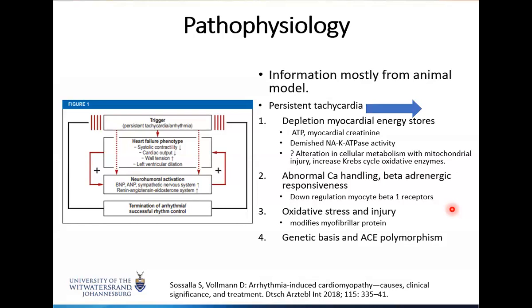And then lastly, there seems to be a genetic predisposition, in that patients with angiotensin converting enzyme polymorphism have higher levels of this enzyme, and the 287 base pair insertion or deletion. Importantly, those with the DD phenotype seem to be more predisposed to developing this condition.